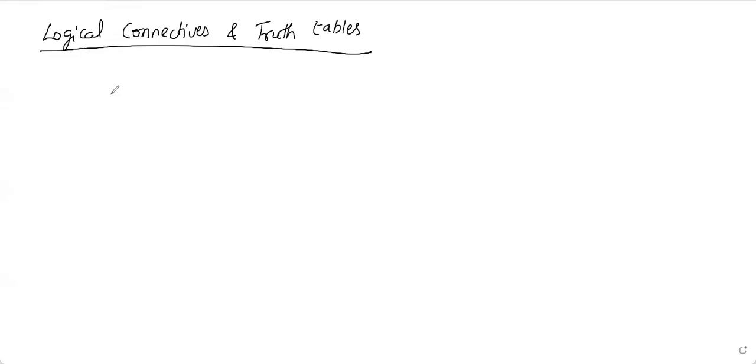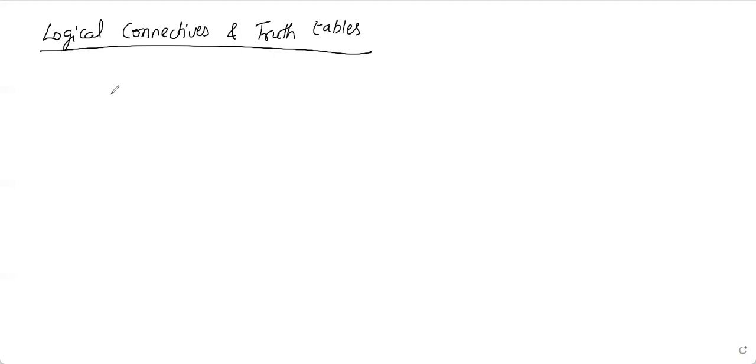Let us look at logical connectives and truth tables. So, what are logical connectives? Propositions are obtained by starting with given propositions and using words like not, if-then, and, and if and only if. Such words or phrases are called logical connectives.